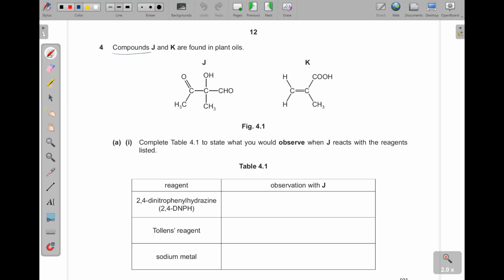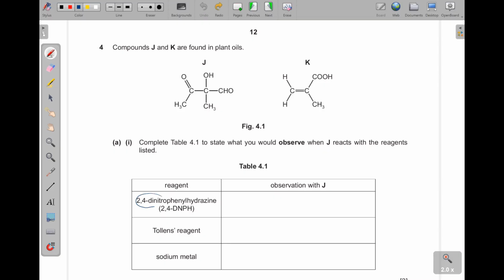Question 4. Compounds J and K are found in plant oils. We are seeing J here. It has an aldehyde, an alcohol, and then a ketone. Then K here has a carboxylic acid and also has an alkene. So complete table 4.1 to state what you would observe when J reacts with the reagents listed.